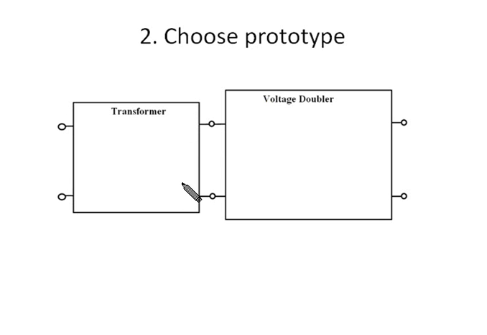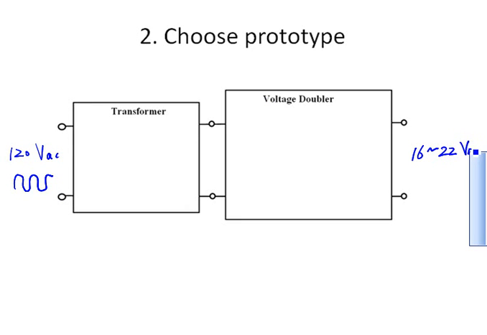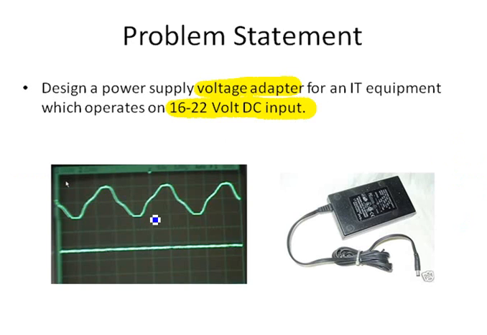So generally, when we design an adapter, we need a transformer to convert the voltage at 120 volts to a lower voltage. So the transformer can convert the high voltage to lower voltage. Then we need a voltage multiplier to convert the AC voltage to DC voltage. In this problem, we need to make it 16 to 22 volts DC.